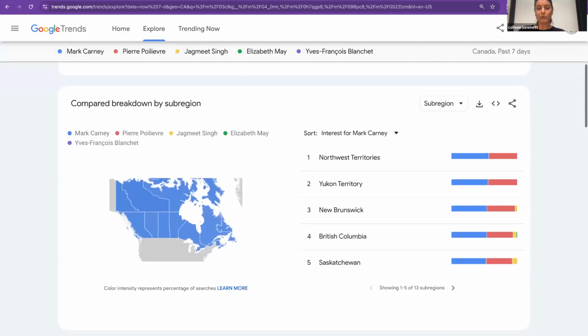Here we see a breakdown by subregion. So this is showing all of the candidates, again, because in general search interest for Mark Carney is the highest. That's why the map is all blue here. But I can toggle this to show relative search interest for other candidates. We tend to see high search interest in Nunavut and the Northwest Territories and the Yukon.